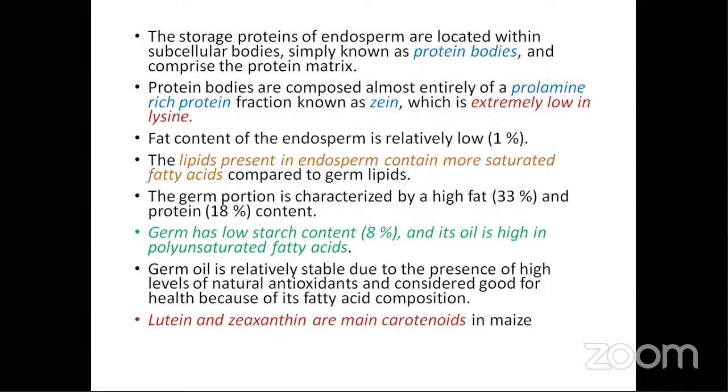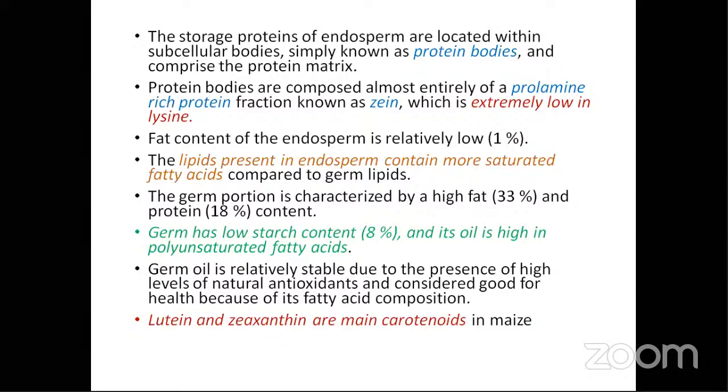Then the fat content of the endosperm is quite low. The lipids present in the endosperm are saturated fatty acids. And the germ portion of the maize contains a very high amount of fat, that is 33%, and the protein content is also high, that is 18%. But this germ contains a low amount of starch, that is 8%, but its oil is high in PUFA, that is polyunsaturated fatty acids. So the oil derived from it is quite stable because of the presence of natural antioxidants, and it is good for health because of its higher concentration of PUFA.